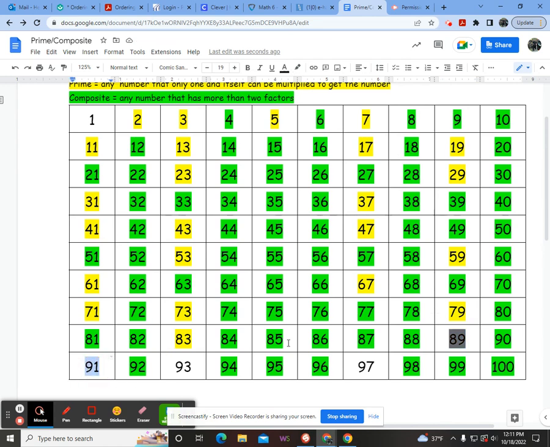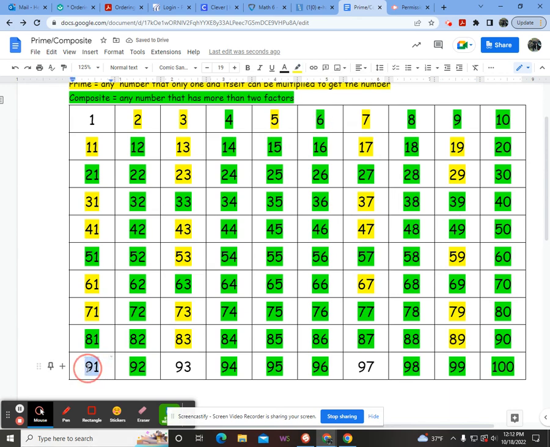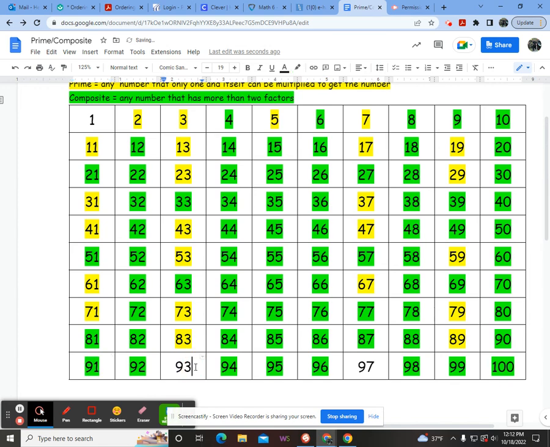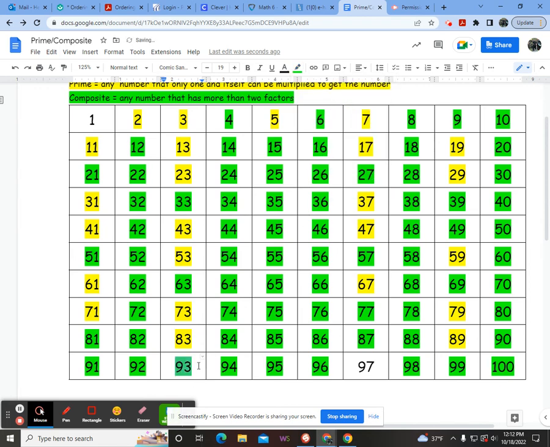91 is a tricky one, and I have to look it up again. Oh, I did 89 in gray again. 91 is composite. I always think it's 17, but it's not. I will figure it out. Sorry. 91 is composite. I have to figure out exactly what it was. 93. It's composite. Mason, what goes into it? 9 plus 3 is 12. Therefore, 3 goes into 93. Okay. And 97. It is prime. 97 is your only prime number in the 90s.